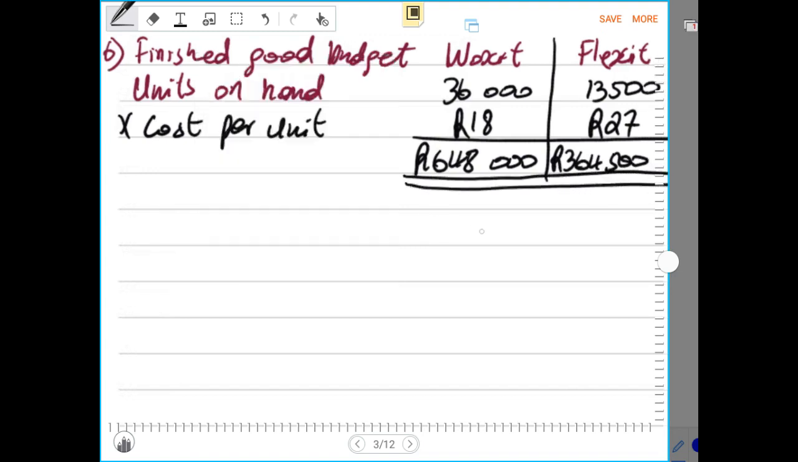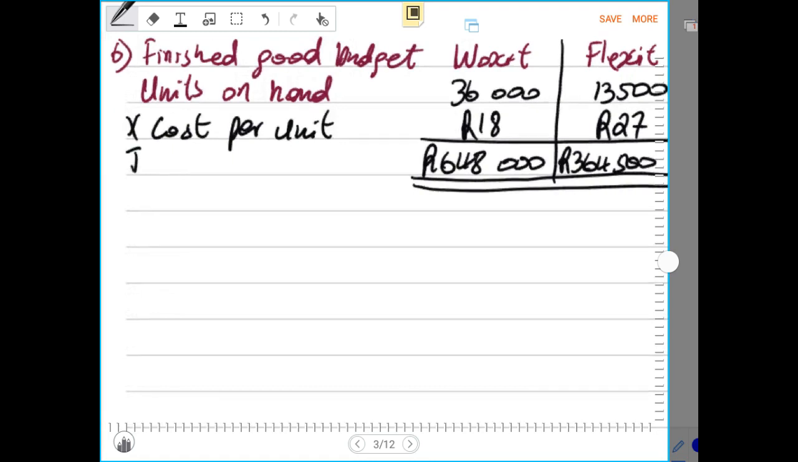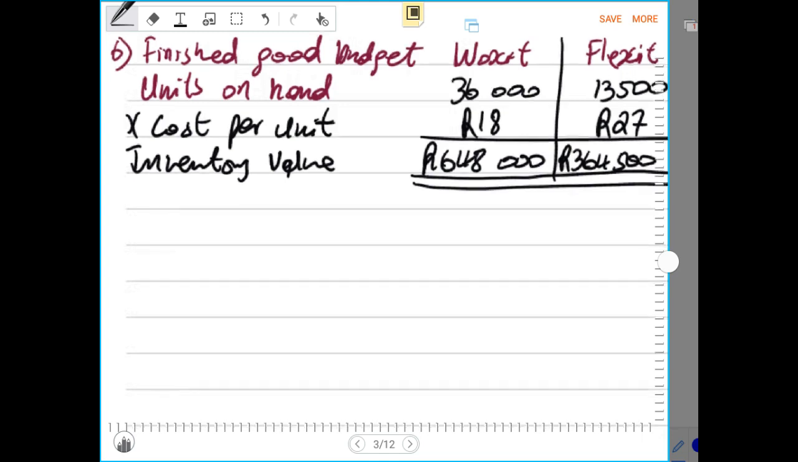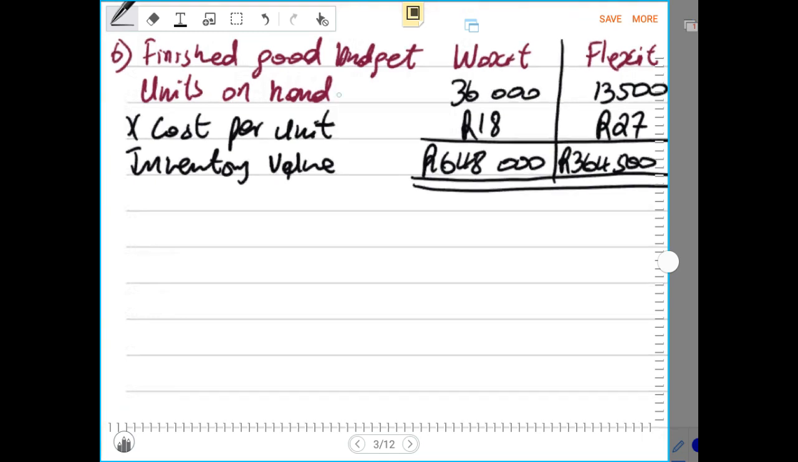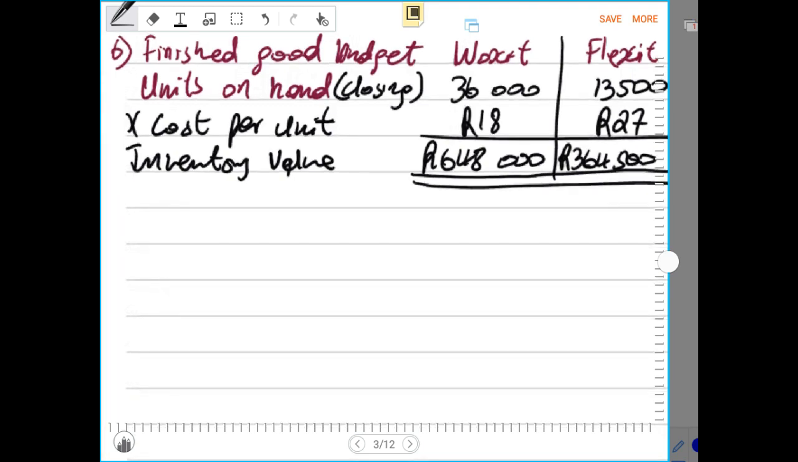It is called inventory value, which is the value of finished goods. So now that was budget number 6. Very, very simple. Units on hand means closing inventory, in other words closing stock. Closing stock units on hand multiplied by the cost per unit gives us the value of the finished goods. Therefore, now we go to the last budget, which is budget number 7.